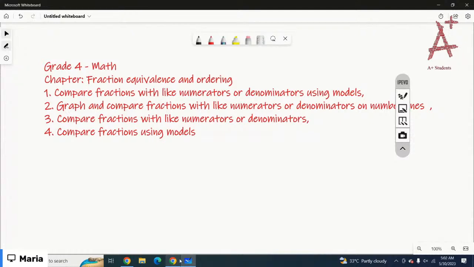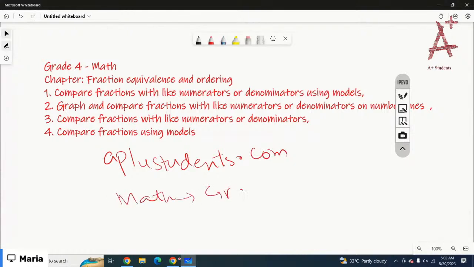So you can find all the lessons on aplusstudents.com. You have to log in there using your email address, and the password is provided by the administrator. Then you have to select math from the subject tab. Scroll down to grade 4. Click on view all lessons. There you can also find the list of the chapters.